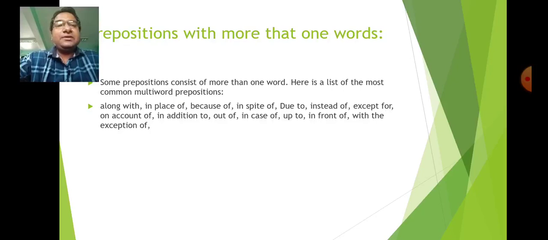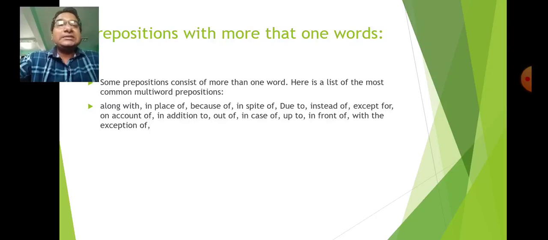Here is a list of the most common multi-word prepositions. Along with. Suppose you have to use the example "along with". You can say, the principal, along with his teachers, was going to attend a meeting. In place of, because of, in spite of, due to. Due to the pandemic of corona, it is not possible to organize the physical class inside the classroom.